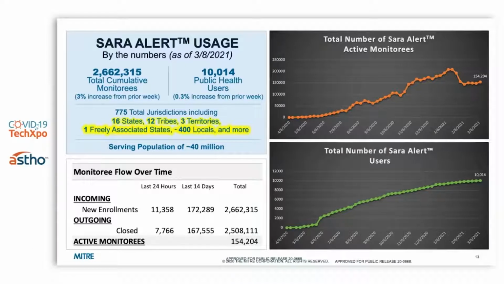At this point, the outbreak has stabilized down to about 150,000 people a day in the system. We've been way over 200,000 at higher points in the peak. We hope this tamps down the outbreak.